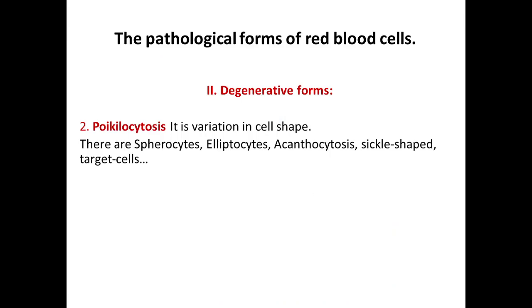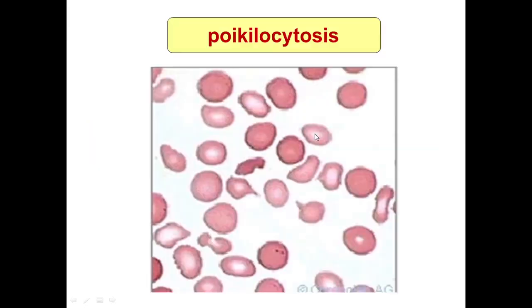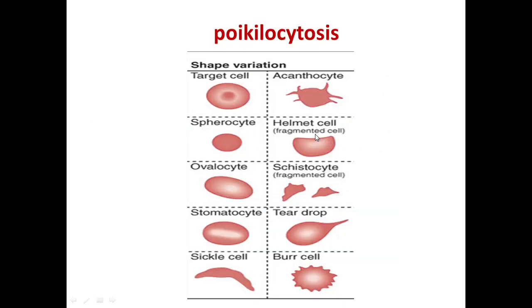The next disorder is poikilocytosis. It is variation in cell shape. And on this picture and on the next picture you can see different shapes of erythrocytes. So erythrocytes can be not only biconcave discs or round, but they can have another shape like target cells, spherocytes, ovalocytes, sickle cells, acanthocytes, and others.